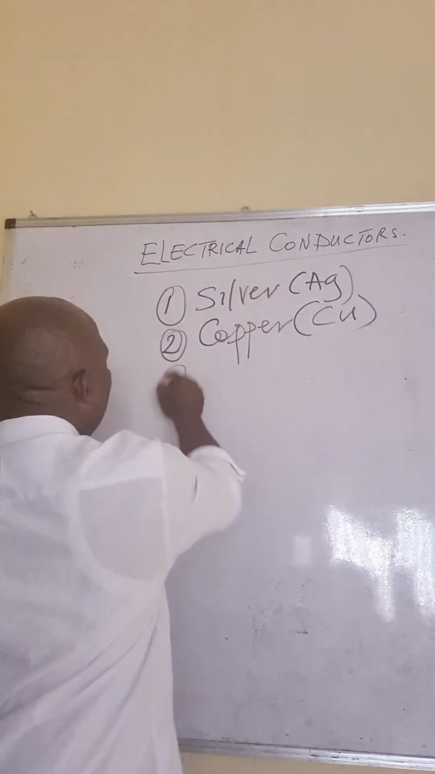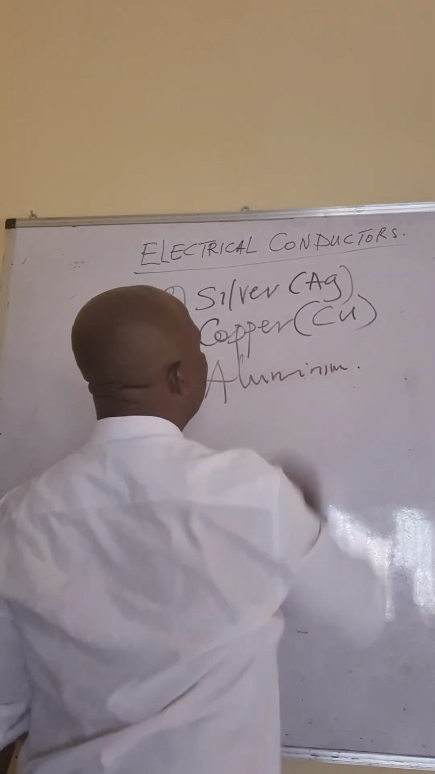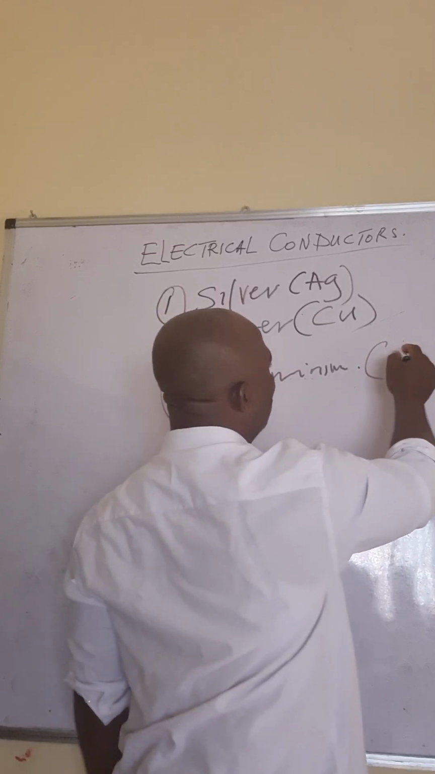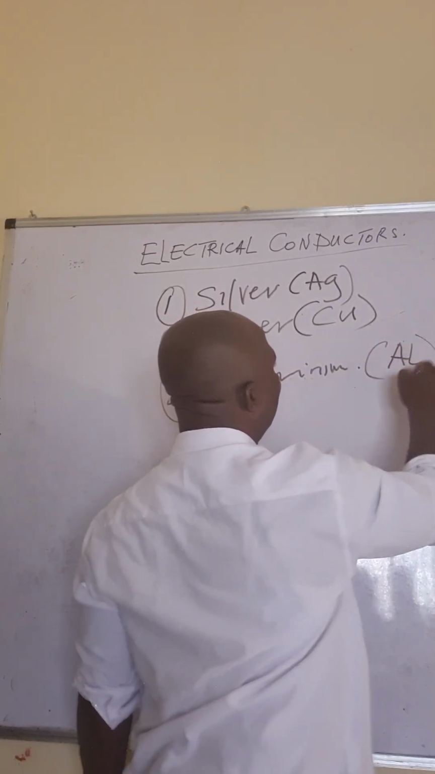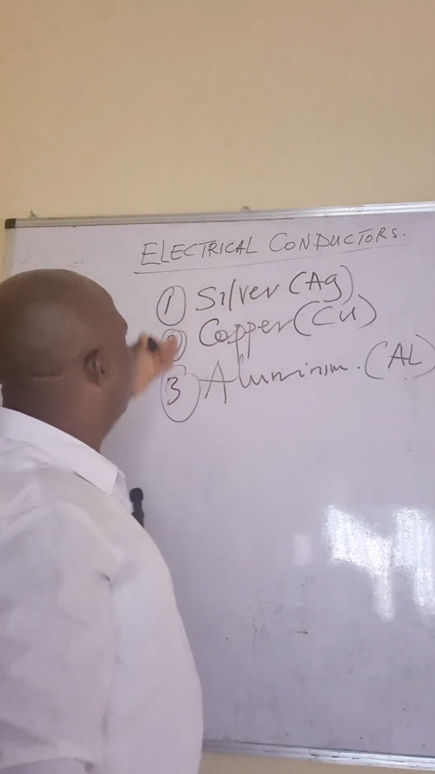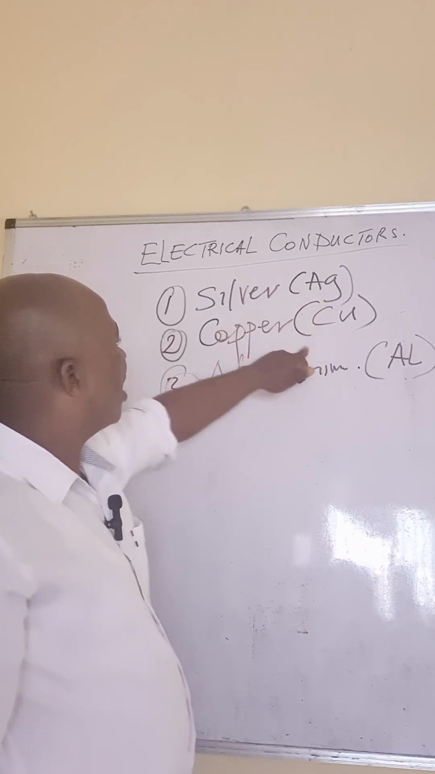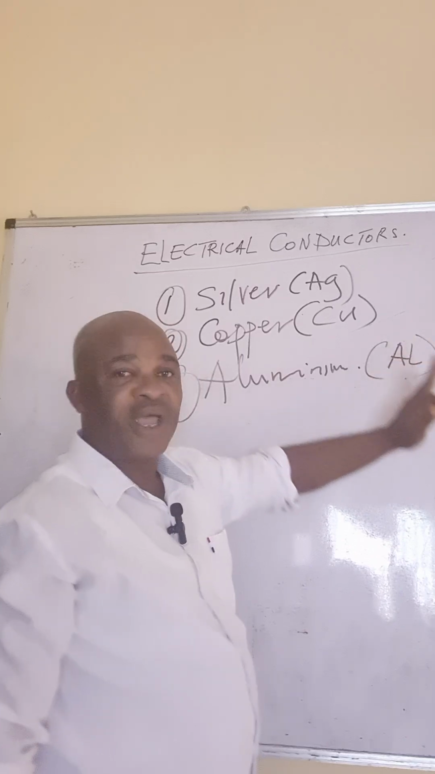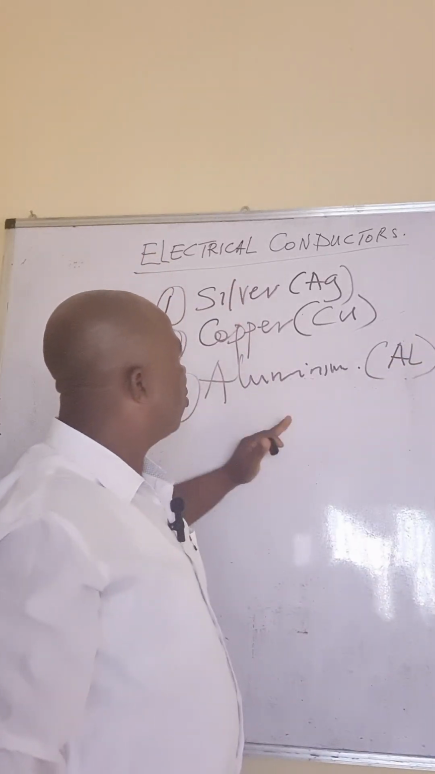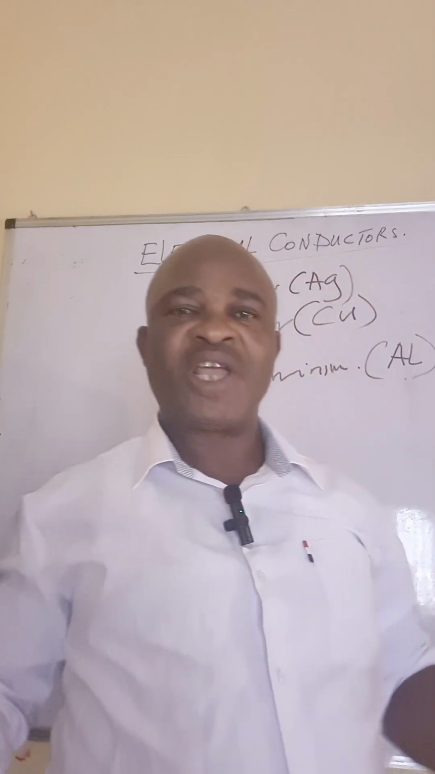So the next one is three. We have the aluminium, represented with the chemical symbol Al. So you can see there now, we have silver represented with the chemical symbol Ag, copper with the chemical symbol Cu, and aluminium with the chemical symbol Al. As they are now, all of them are conductors, but all of them have very wide applications.